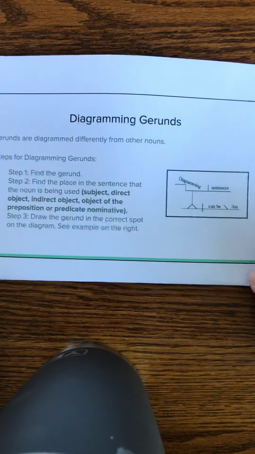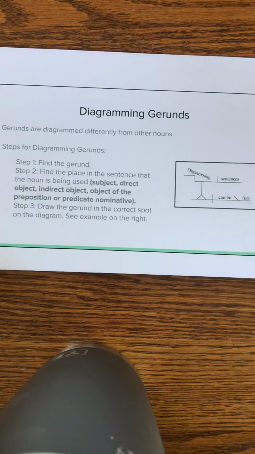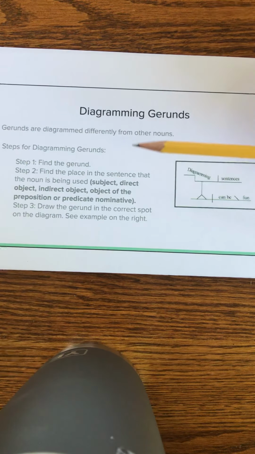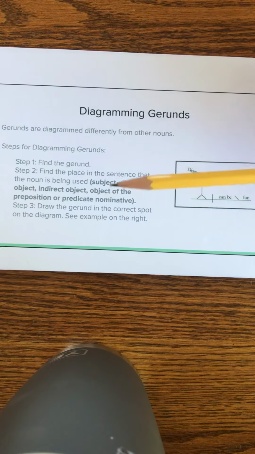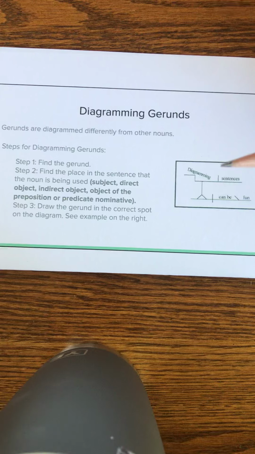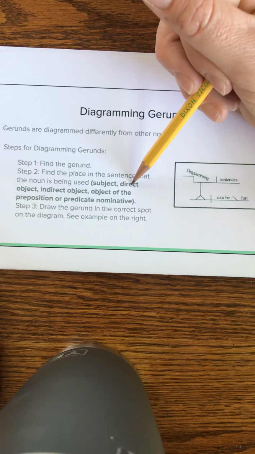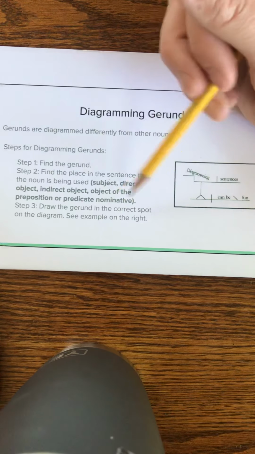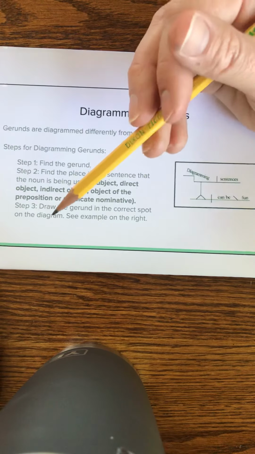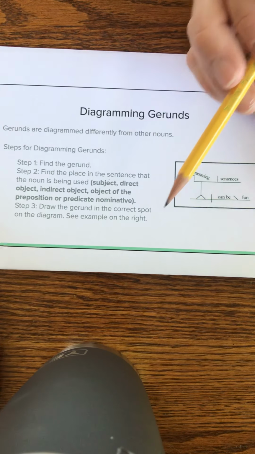Okay, moving on to diagramming gerunds. So, we know gerunds are diagrammed differently from other nouns because they're special nouns, they're verbals. For diagramming gerunds, the first step is you always start by figuring out subject, verb, complement. And then once you figure out that something is a gerund, you then place it in the spot in the sentence where that noun is being used. So if the gerund is your subject, you put it in the subject spot. If it's the direct object, you'll put it in the direct object spot, right? You determine what noun spot it's filling. And then you're going to draw the gerund in the correct spot. See example on the right.